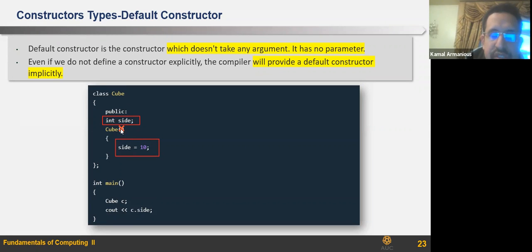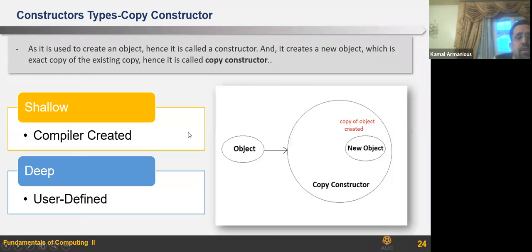Okay. So the default constructor will have no input parameters. What if you don't have it here? So what will be done? The compiler will assume that there is a default constructor that does really nothing.